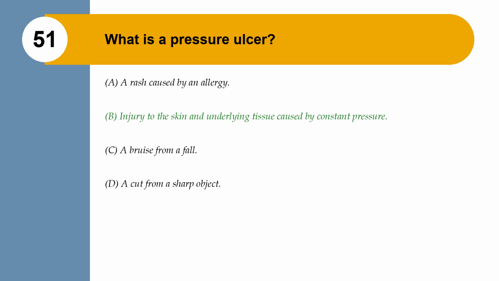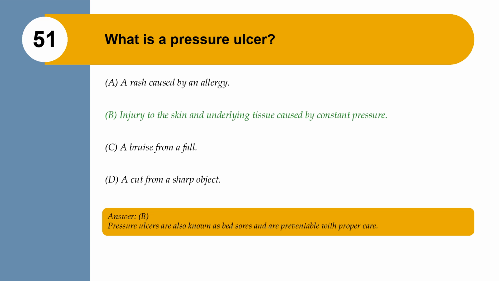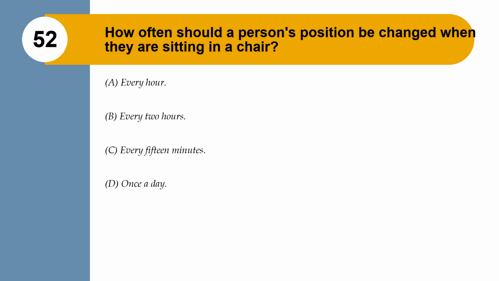The correct answer is option B. Injury to the skin and underlying tissue caused by constant pressure. Explanation. Pressure ulcers are also known as bed sores and are preventable with proper care. Question 52. How often should a person's position be changed when they are sitting in a chair?